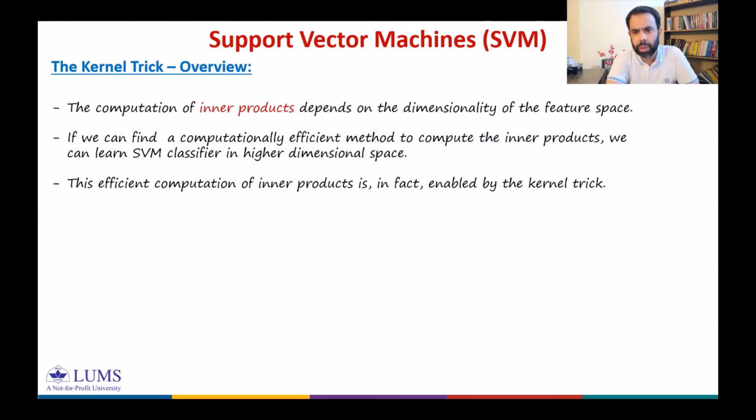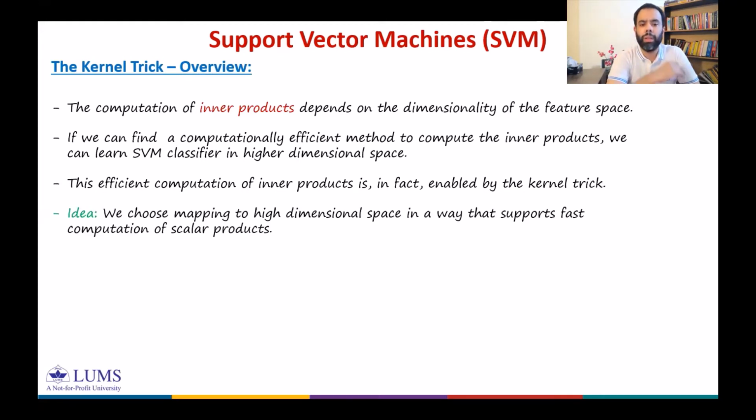So the idea is very simple. We choose a mapping to higher dimensional space in a way such that we can compute these inner products in higher dimensional space efficiently, by employing some tricks such that we are carrying out these computations in some lower dimensional space. So that's the whole idea of the kernel trick.